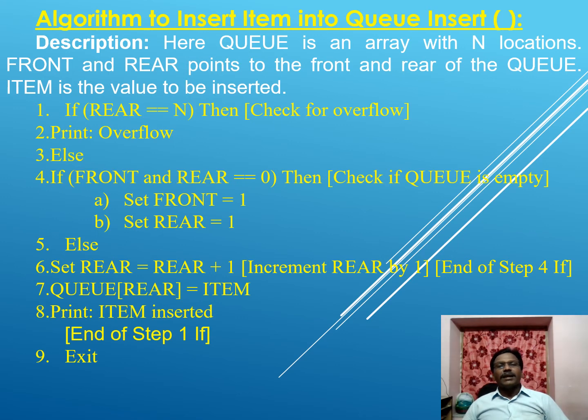In this, again you check the condition: front and rear equal to 0. It means it is the first position of the queue, the first person in the queue, so set front and rear equal to 1. Otherwise, in case a second person enters the queue, that is the else, set rear equal to rear plus 1.